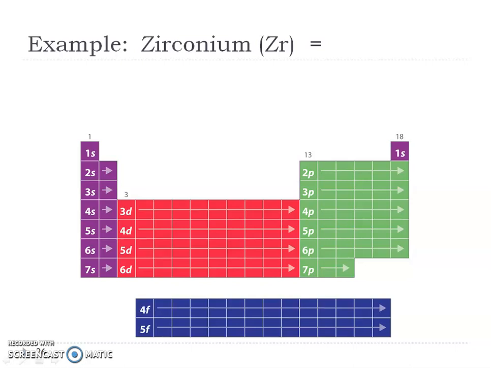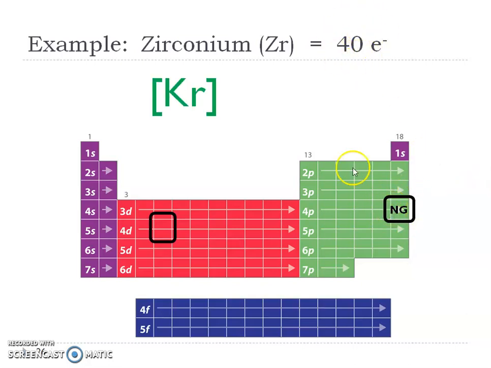So let's do another example of zirconium. Again, locate that on your periodic table. You should have found it there in the D area. Uh-oh, that's a big one, a little light bulb should be going off. So that's 40 electrons. We're going to highlight the noble gas before it, and that's going to be krypton.